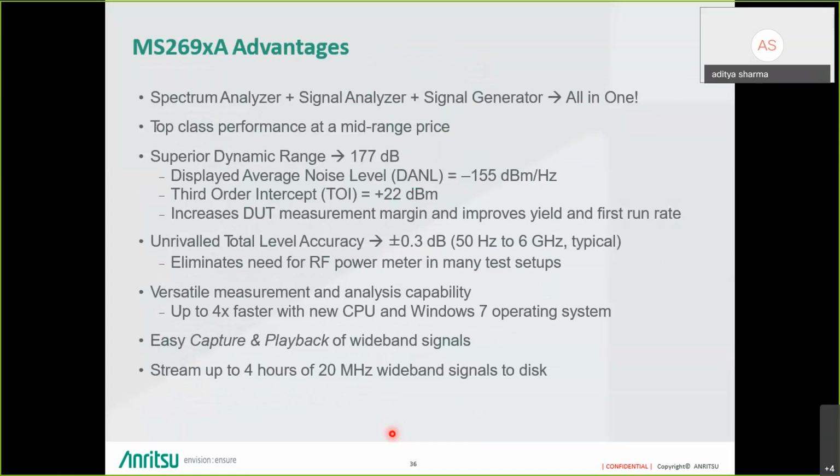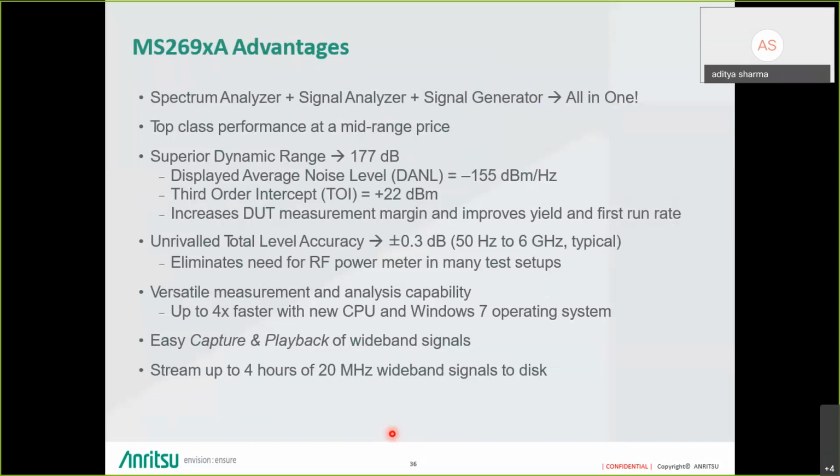If I talk about the dynamic range, it has a very good dynamic range of 177 dB. DNL is minus 155 dBm per hertz. TOI, if I talk about, is plus 22 dBm. Accuracy is again 0.3 dB at 50 hertz to 6 gigahertz.